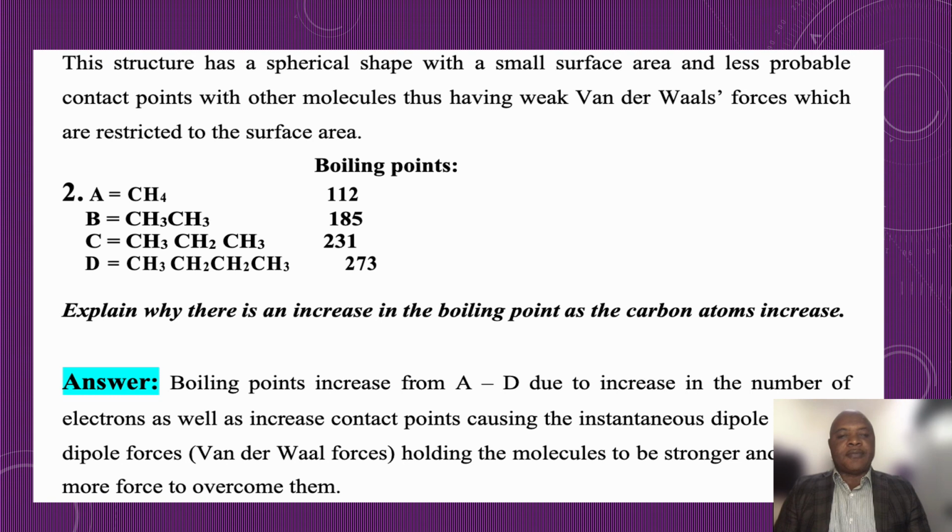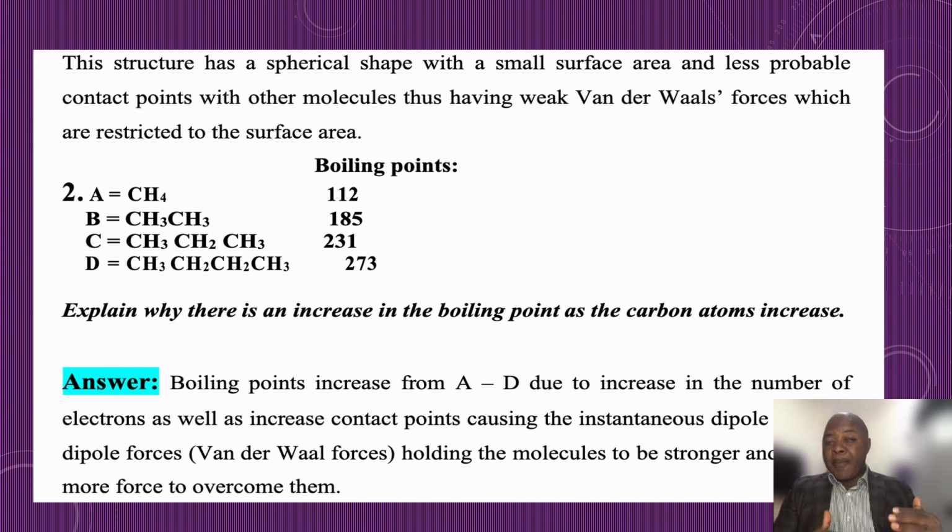It is simple. We say boiling point will increase from A to D, that is from methane to butane, due to increase in the number of electrons, as well as increased contact points, causing the instantaneous dipole, induced dipole forces holding the molecules together to be stronger.